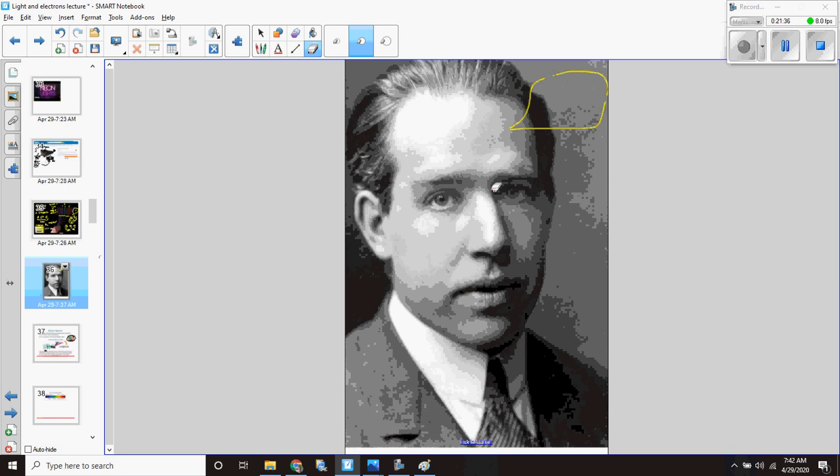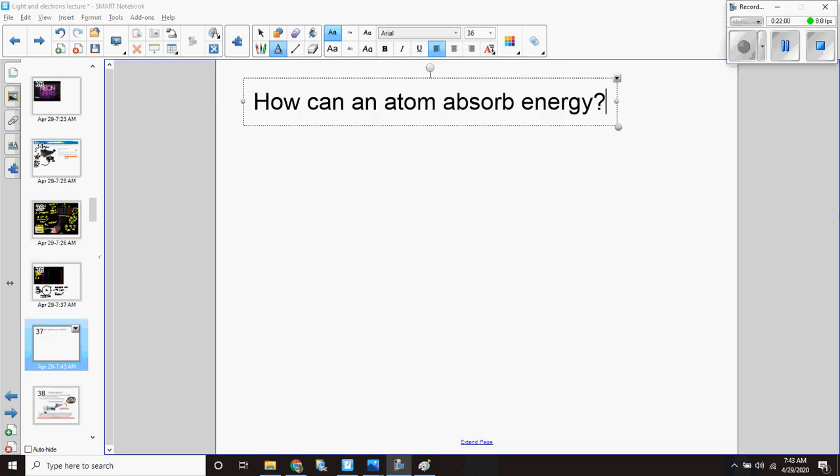So the key here is the hydrogen atoms are being excited and absorbing energy. That was the idea that we talked about before. Atoms get excited and they absorb energy, and then they release energy in the form of light. So how is an atom going to absorb energy? Here's the question: how can an atom absorb energy?